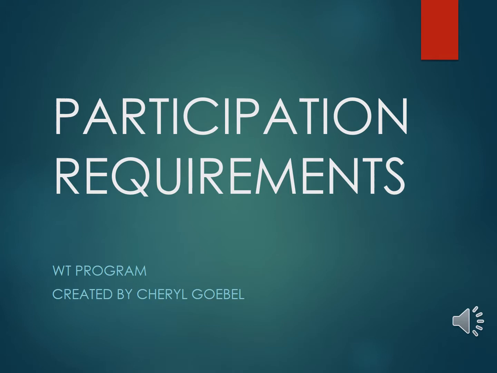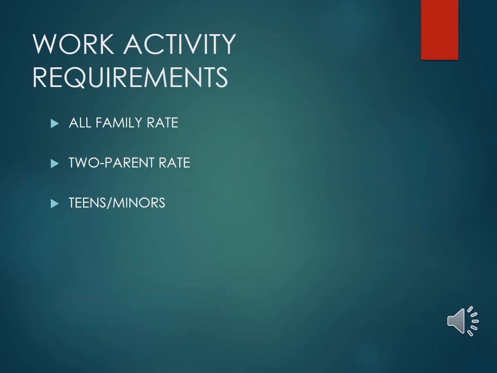This presentation will provide commonly used terms, different types of activities, who must be assigned, how many hours different families are assigned, when issued cash benefits, and referred to the program. During today's discussion, we will be reviewing and discussing work activity requirements for the all-family rate, the two-parent rate, and the activity requirements for teens and minors.